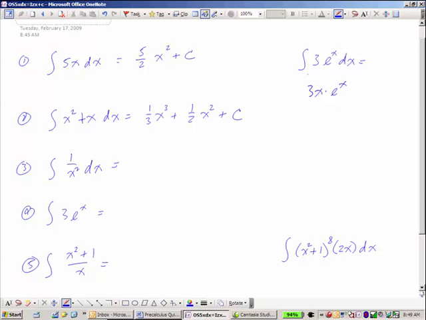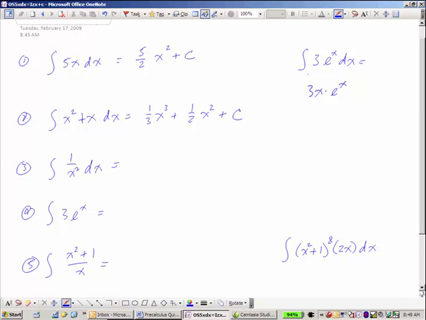Well, all right, so this is the thing. If we have a product, we need to think about maybe that it's the chain rule backward. If it was the product rule backward, what would it look like? Something times something plus something times something. And we're not actually going to do the product rule backwards.